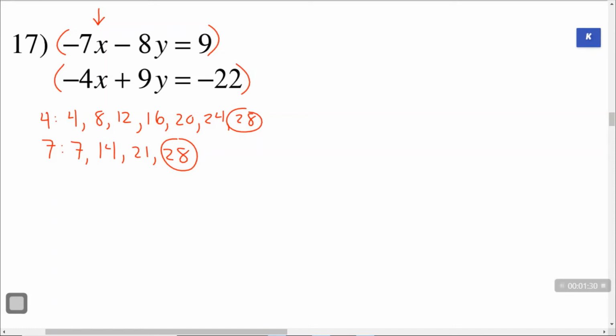Well, what times 7 gets me to 28? I'm going to multiply it by negative 4 because I want to make it positive 28. Negative 4 times 7 is positive 28x. Negative 4 times 8 is going to give me a positive 32y. And negative 4 times 9 is going to give me a negative 36.